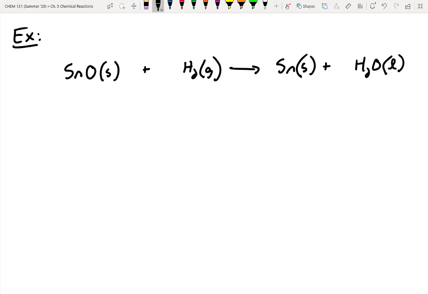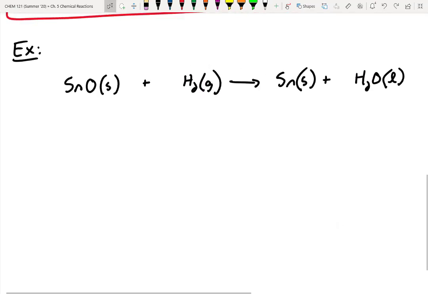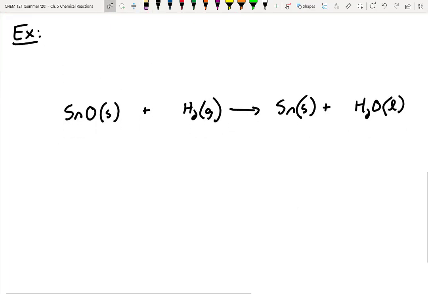And before I work on these, I always double check that things are balanced. So I've got one tin here, one tin here. That's good. Then I go to oxygen. One oxygen, one oxygen. That's good. Then I go to hydrogen. I've got two hydrogens, two hydrogens. That's good. So it looks like we don't need any reaction coefficients in this case, but it's always a good idea to check.